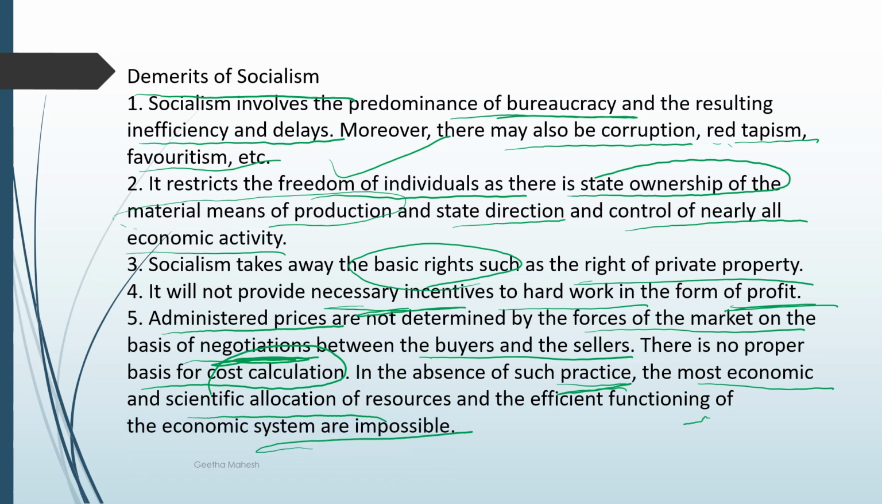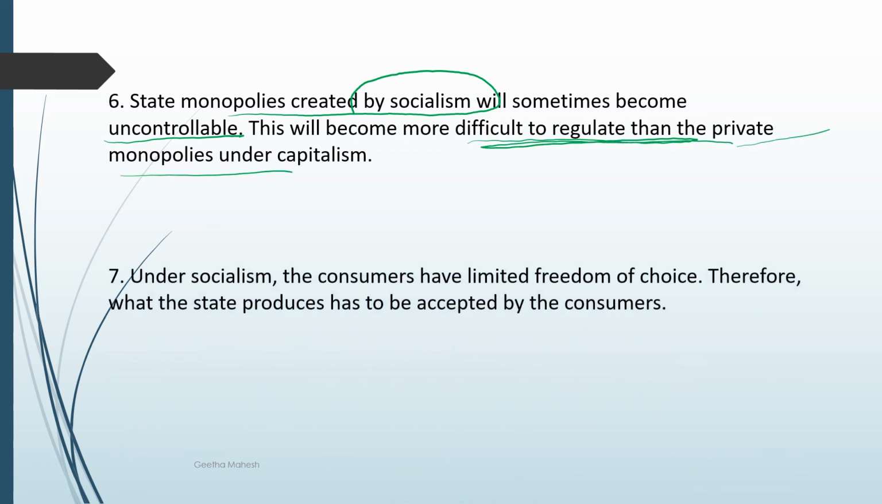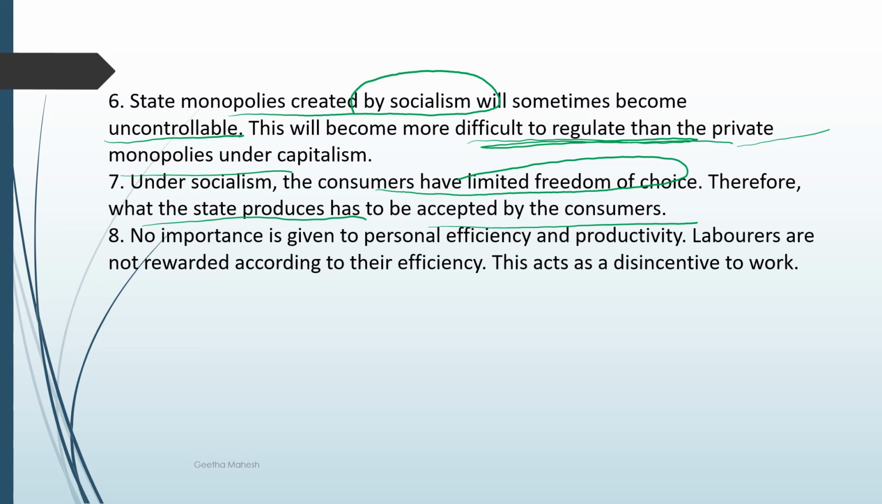the economy is highly impossible. State monopolies created by socialism sometimes become uncomfortable, and it becomes very difficult to regulate them compared to the private monopolies under capitalism. Under socialism, consumers have limited freedom of choice, as they have to accept whatever the state is going to produce.